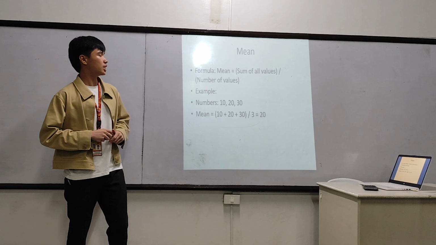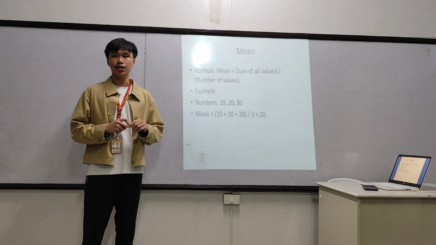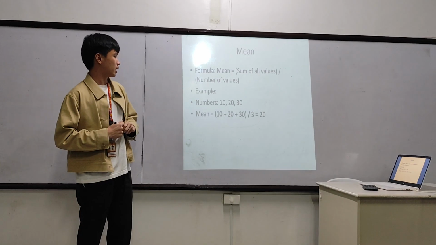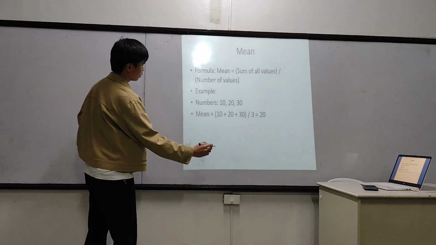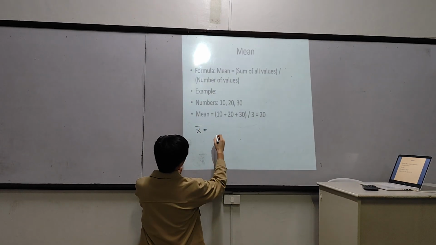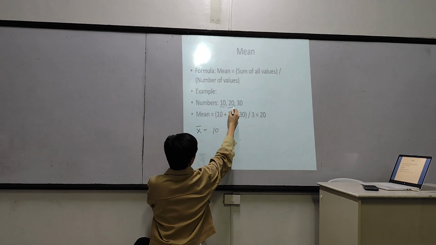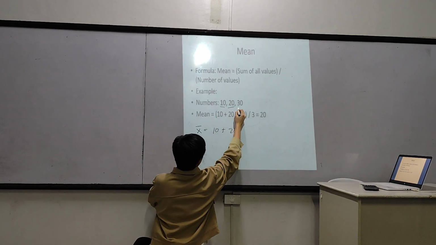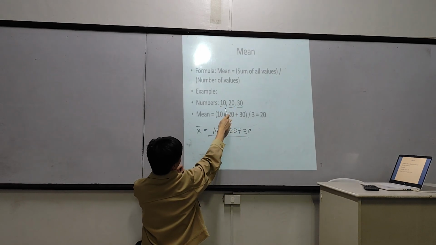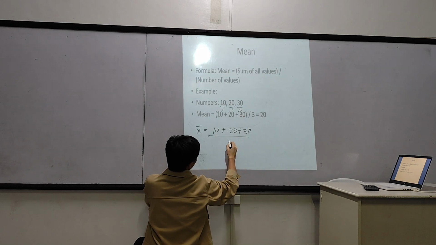Mean formula. Mean is equal to the sum of all values divided by the number of values. Example, the numbers are 10, 20, 30. So the mean is equal to the sum of all numbers, 10 plus 20 plus 30, divided by how many numbers there are: 1, 2, 3, so divided by 3.